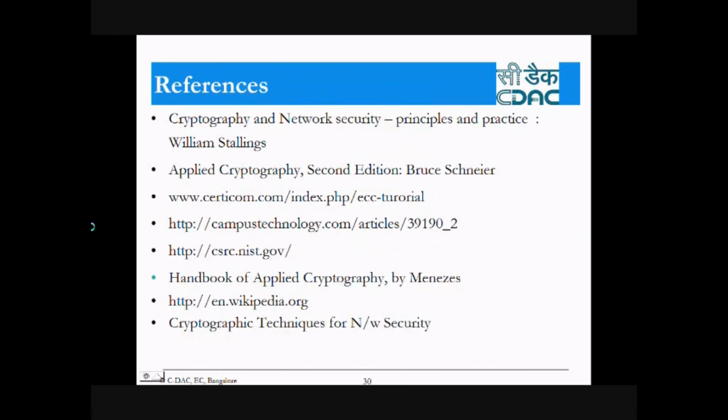These are some of the references which would help you to learn more about the topics covered in the session.